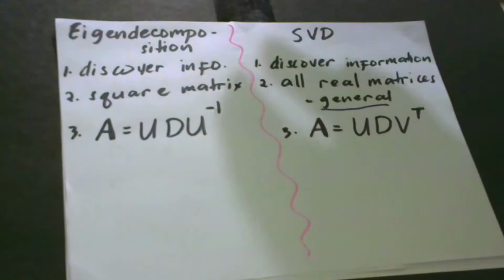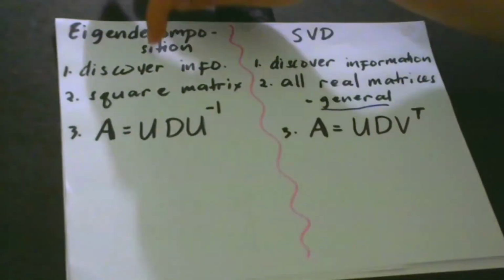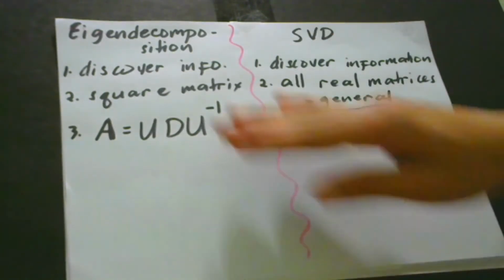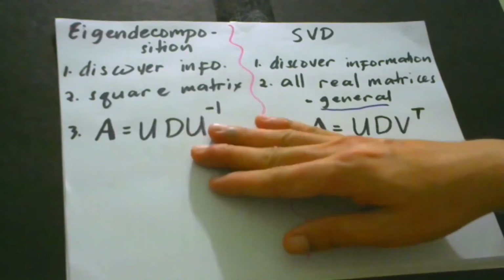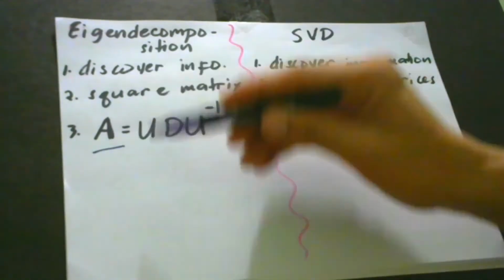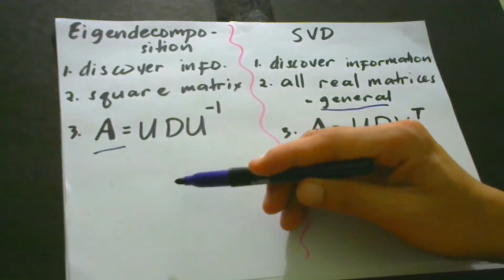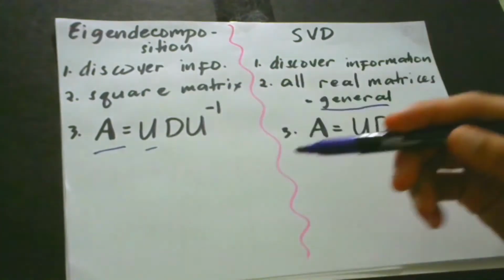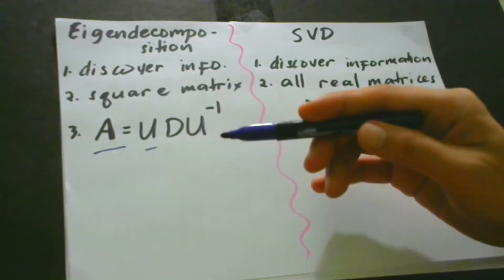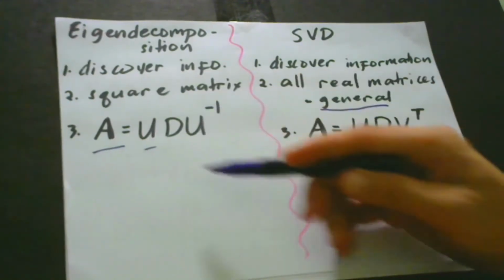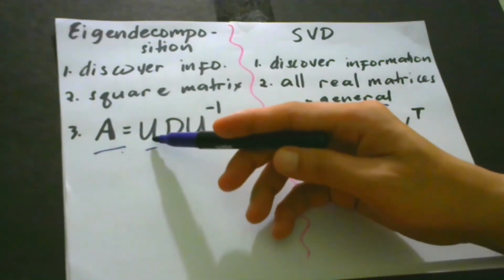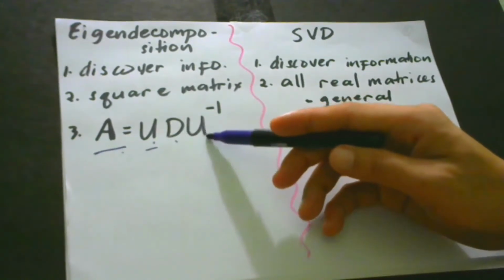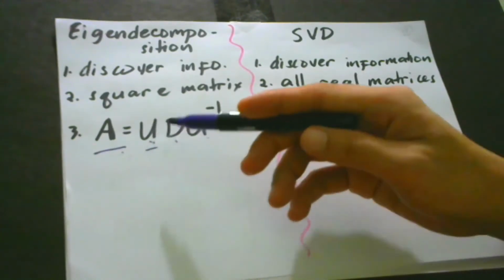eigendecomposition and singular value decomposition each has its own process. In eigendecomposition, we analyze a matrix A to know the matrix of eigenvectors and a vector of eigenvalues. So we have this statement: A equals U, diagonal, and then the transpose of the matrix U.